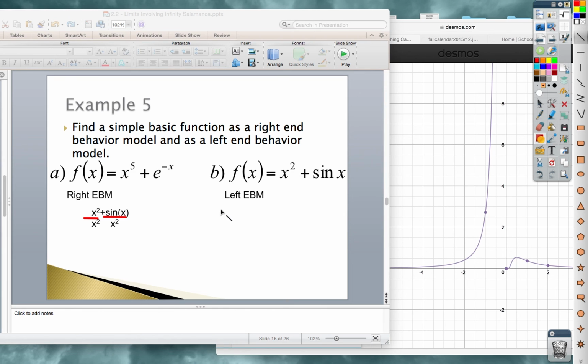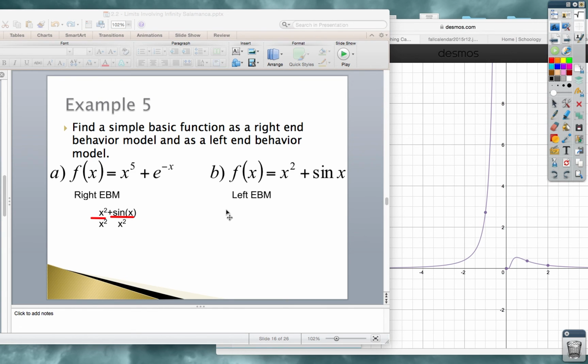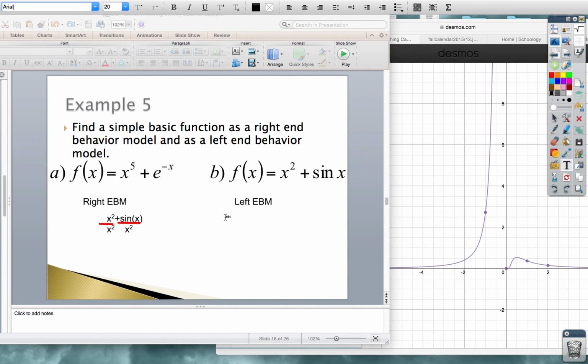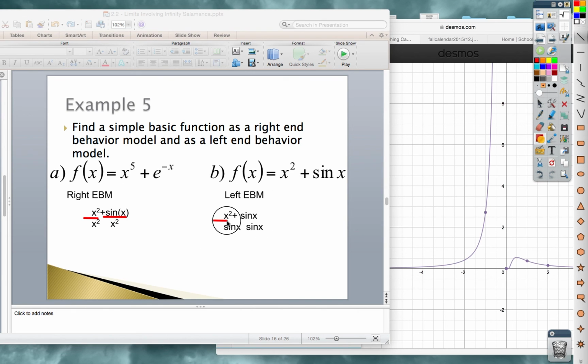And when we do the same thing for the left-end behavior model, it's going to be x squared plus sine x, the original stuff, divided by sine x, and these, when they approach infinity and negative infinity respectively, will be equal to 1.